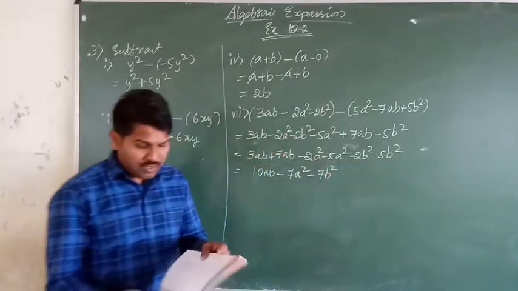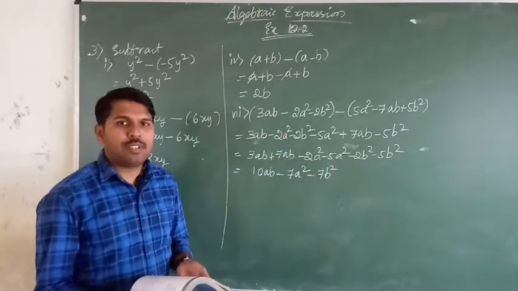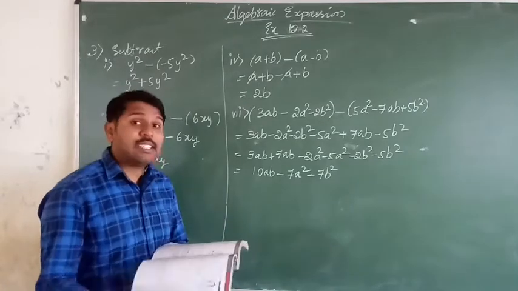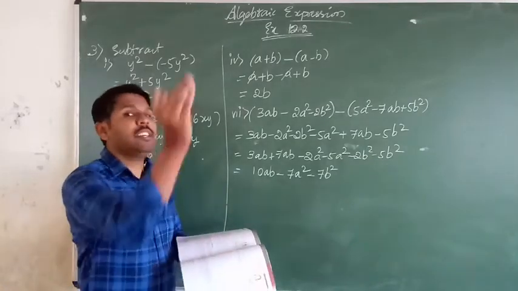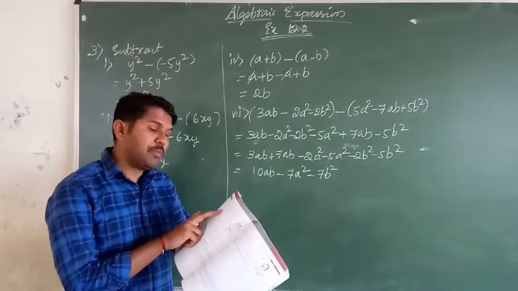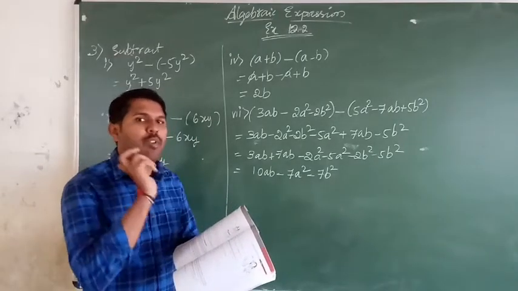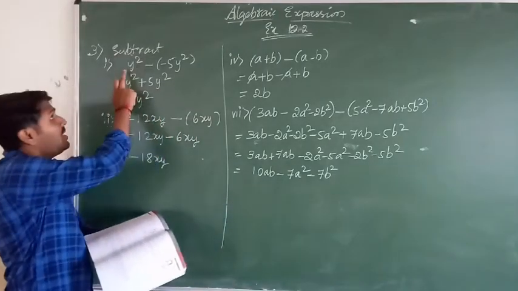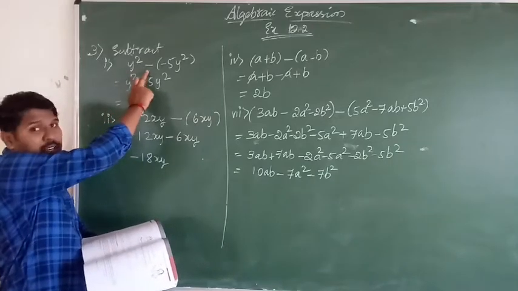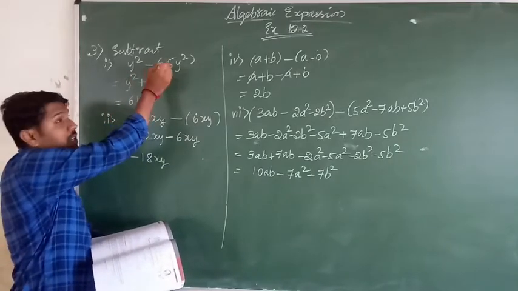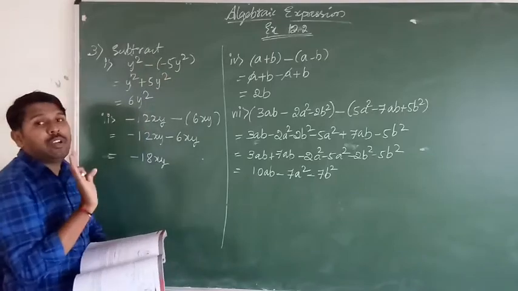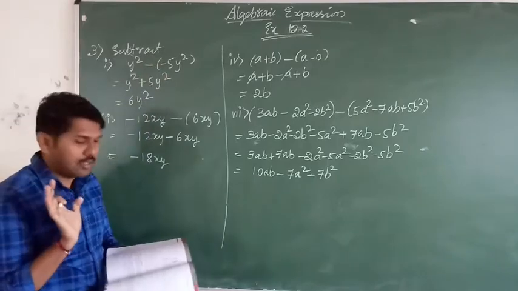This is the way of solving these types of problems. First, understand the statement. From means that is the first term. Here they given minus 5y square from y square. From y square means y square is the first term. Subtract, what now to subtract? Write down the complete term, minus 5y square. Then only you will get the correct answer.